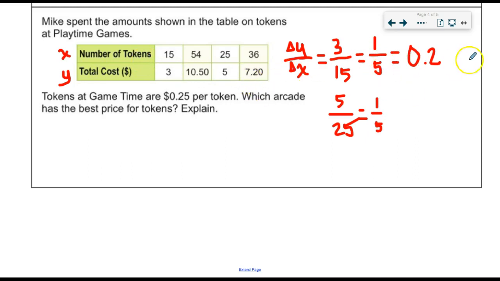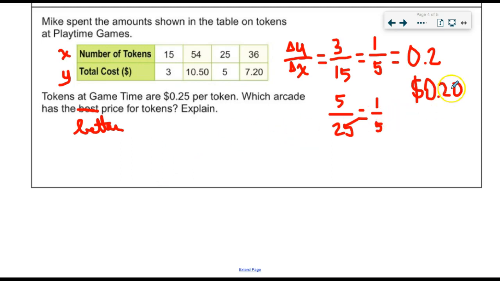What does that mean? Well, it means that the cost of tokens for Playtime Games is 20 cents per token. 0.2 written in dollars and cents is 20 cents. Compared to tokens at Game Time, which are 25 cents per token. Which arcade has the best price for tokens? I don't like the word best here because that is a superlative adjective which is generally used to represent more than two things. If you're just talking about two things, it should be better. Which arcade has the better price for tokens?